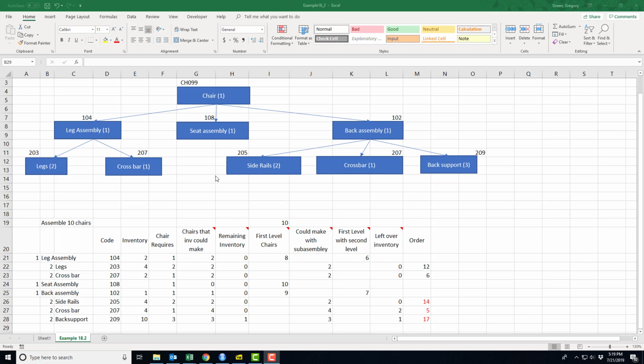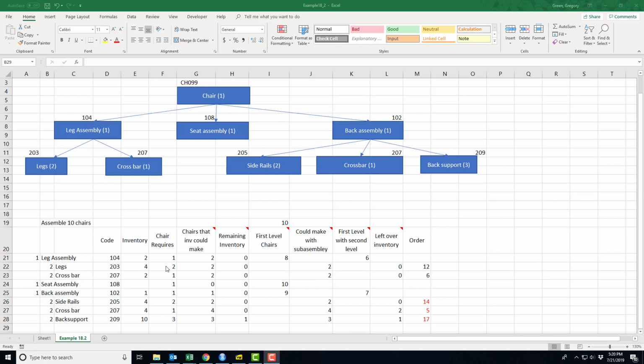Seat assemblies, remember there's no subparts, so the seat assembly stands alone. The back assembly, there are 3 subparts. I need 2 side rails, 1 crossbar, 3 back supports. So this is the bill of materials schematic, which there's more than one way to do, but this is a nice visual way for our purposes.